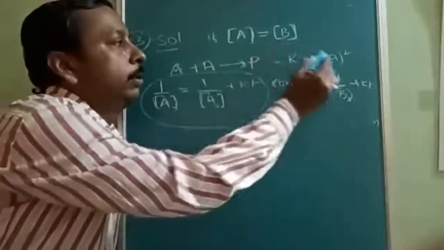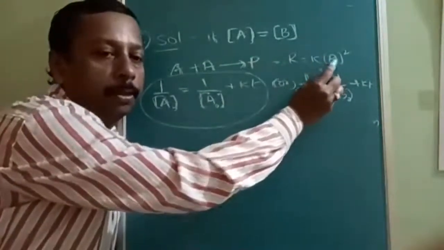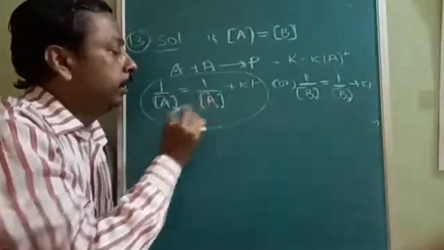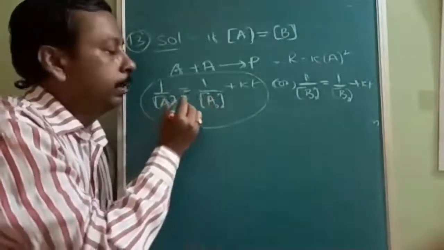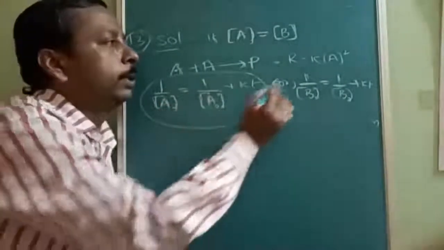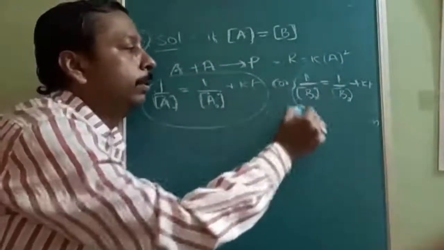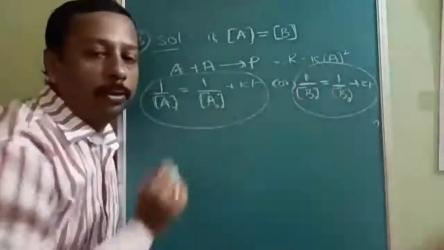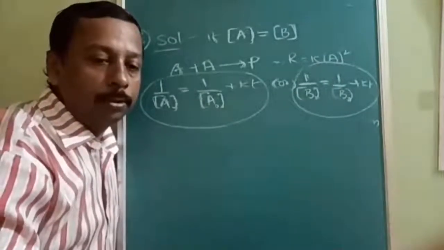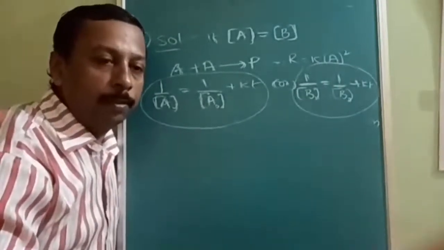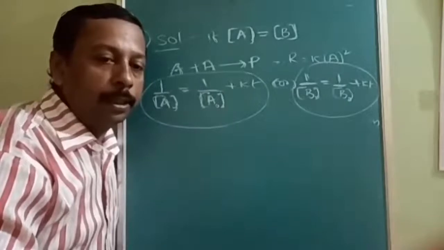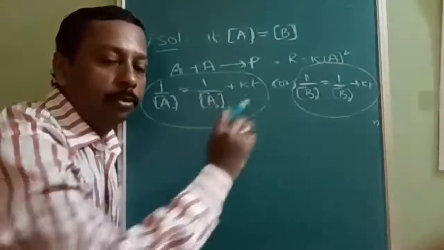Otherwise, A is also equal to B, so we can write B also. If we consider A, then 1 upon A is equal to 1 upon A naught plus KT. So in place of A, if you wanted to keep B, it will be either this or this, not both. Is it understood? Any of the options can be multi-correct or single correct, and either of these two will be given.